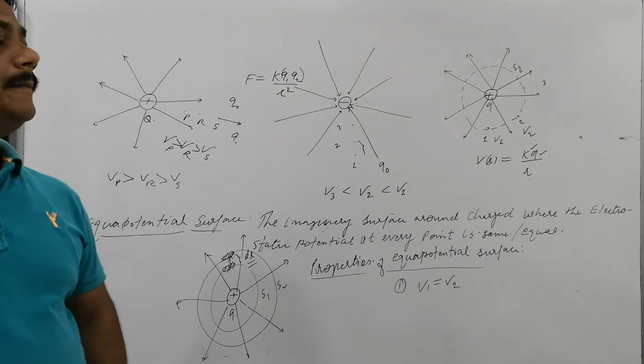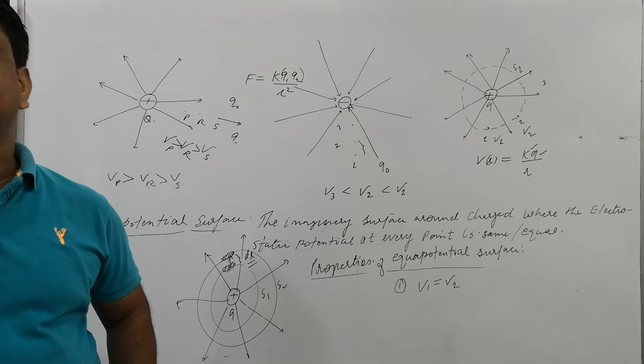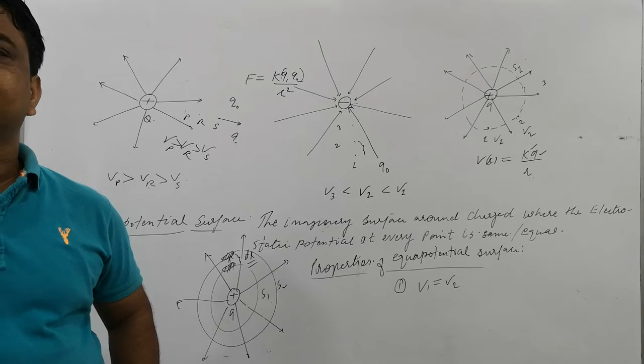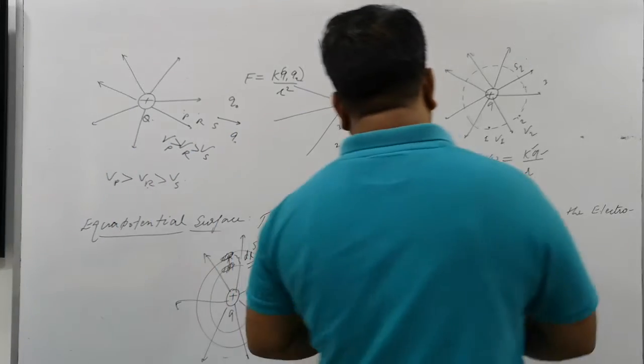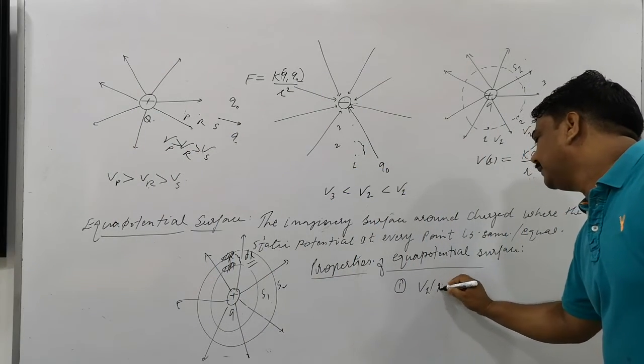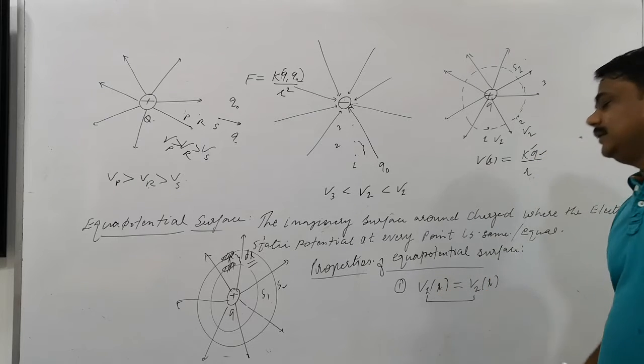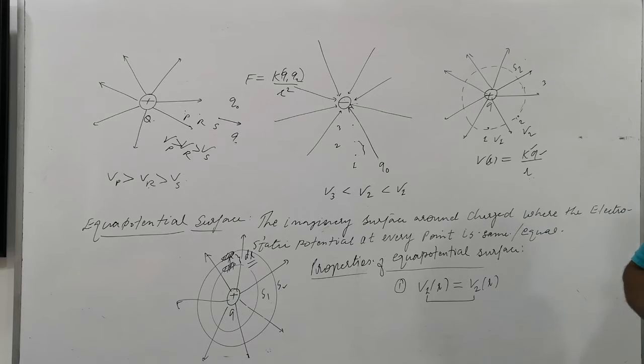Please write this here. Electrostatic potential at every point is the same. This is the first. That is V1(r) equal to V2(r). Obviously, 1 and 2 are different points, but they are at equal potential. Is that clear?